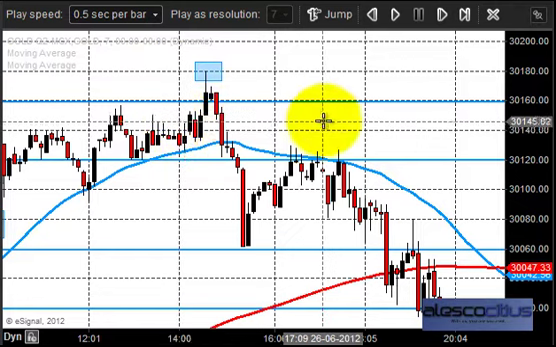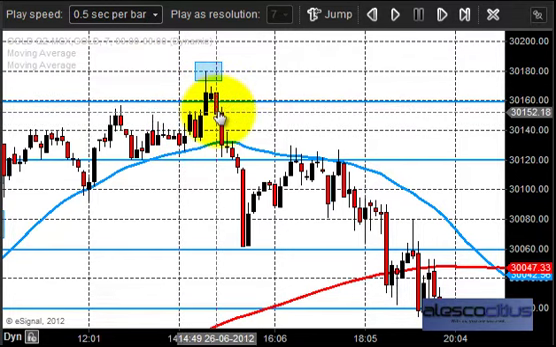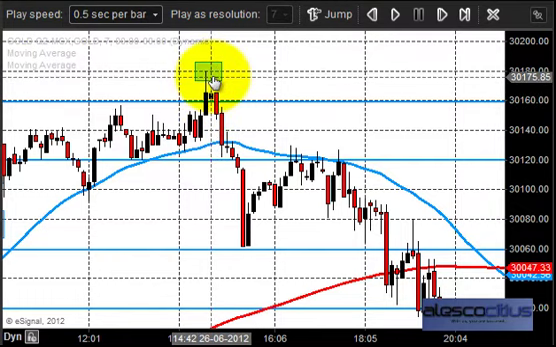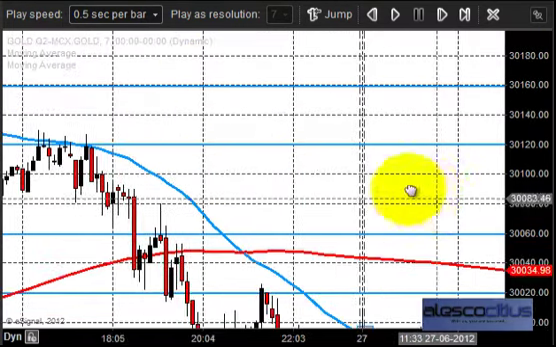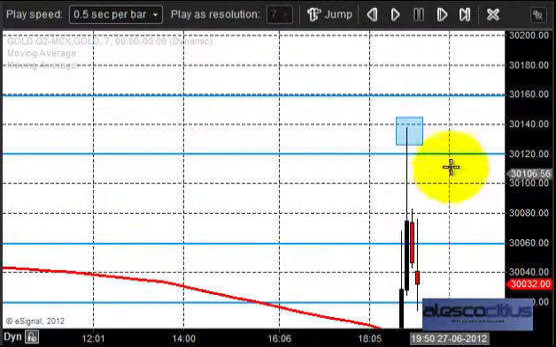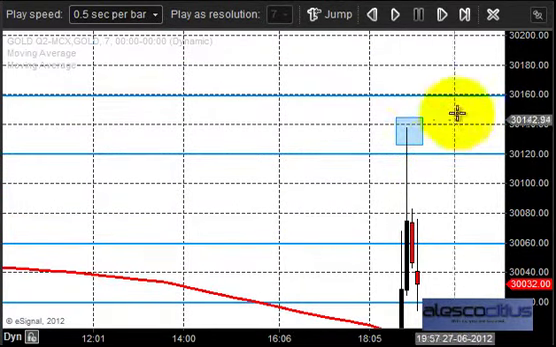And also on Wednesday, yesterday, and on the previous days, Tuesday and Monday, the market tried to stay above 30,160 and there was a failure. So many times there was a failure. That is the major reason we were targeting these 30,120 and 30,160 zones.